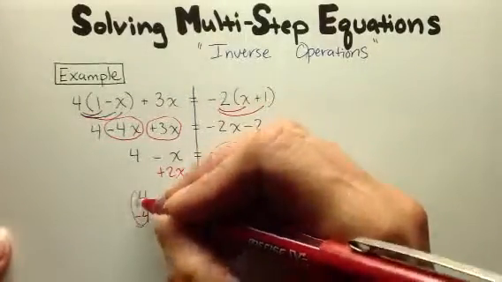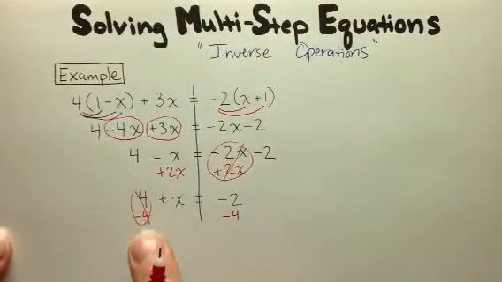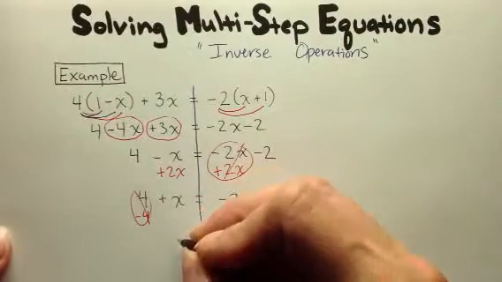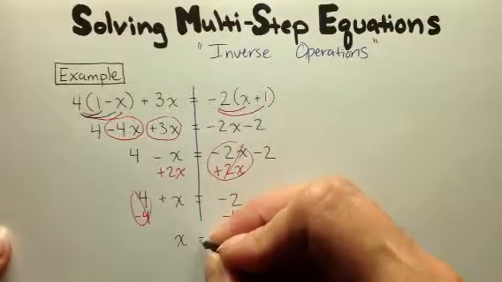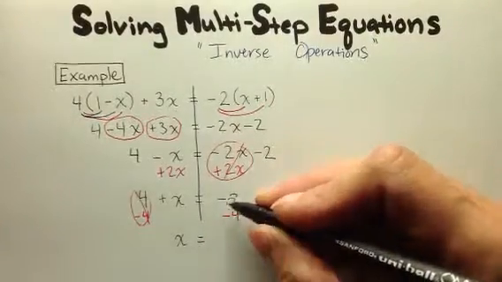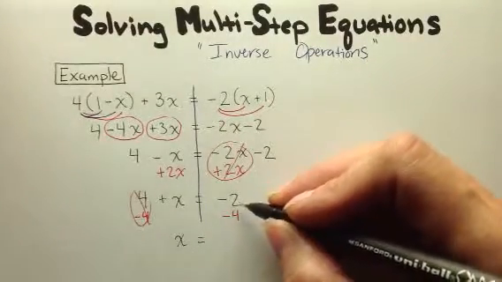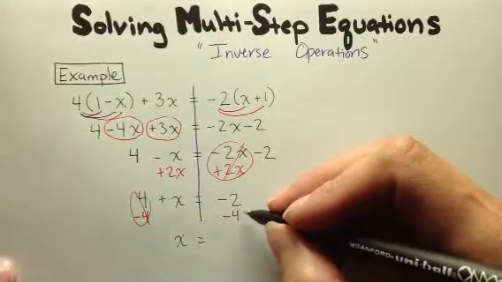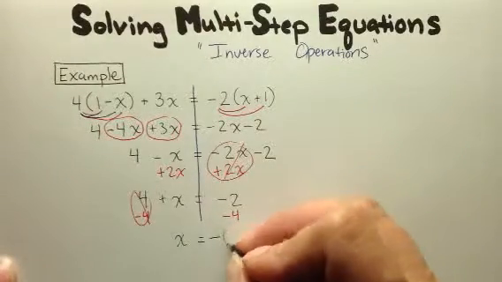Alright, 4 minus 4 is 0. Your identity property says that I don't need to write that 0. This is just going to be x. Positive x, I don't need the sign anymore. I have both negative numbers here, so the combination is 6, and they're all negative.